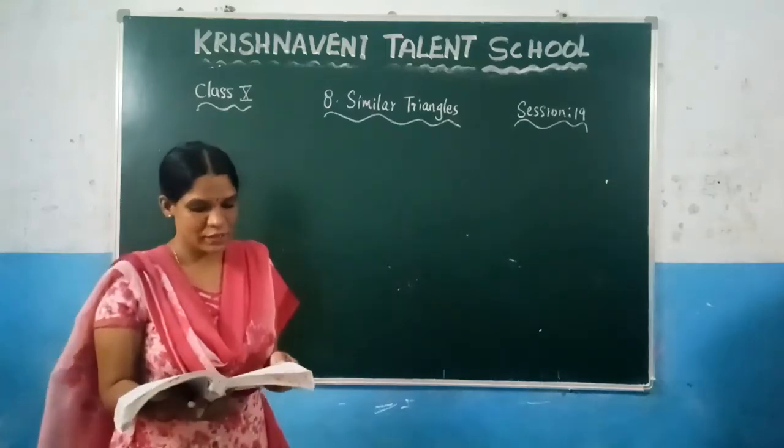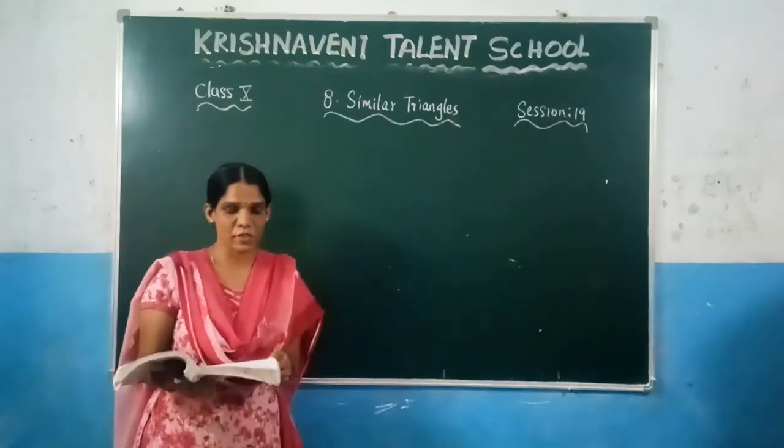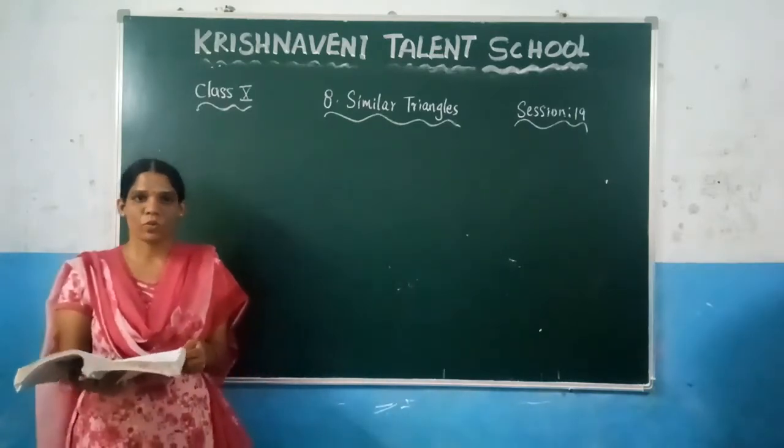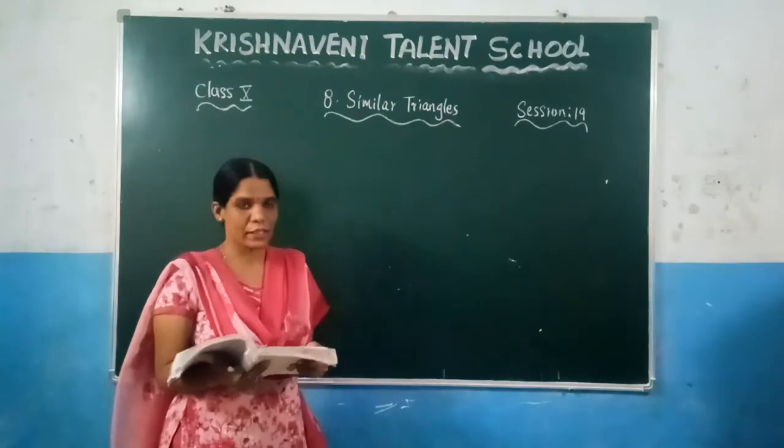In the last class, we discussed exercise 8.3 first question. Now see the second question in exercise 8.3. So, what is the question given here in triangle ABC?